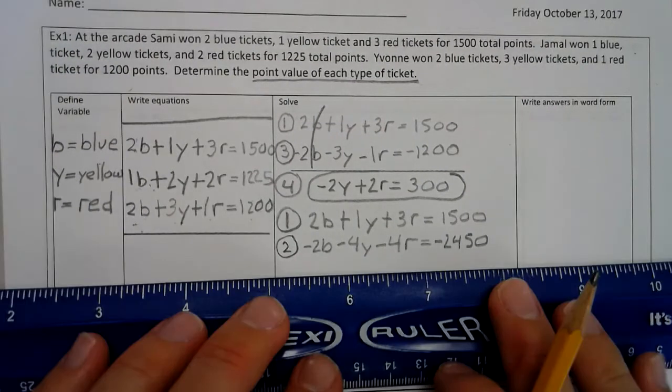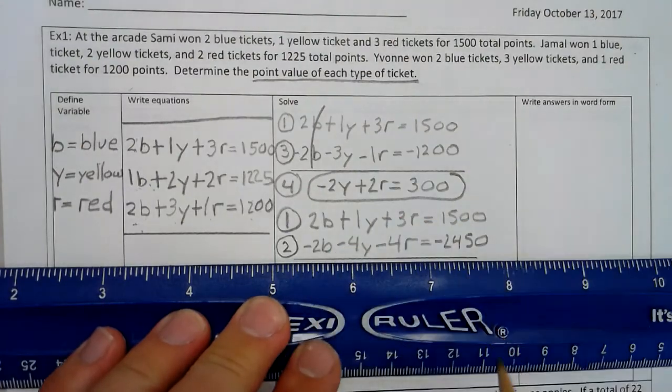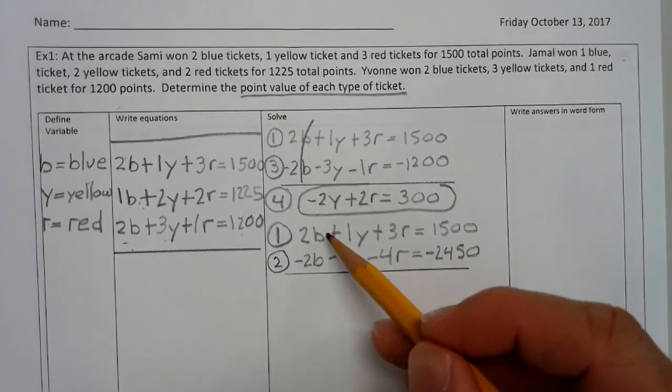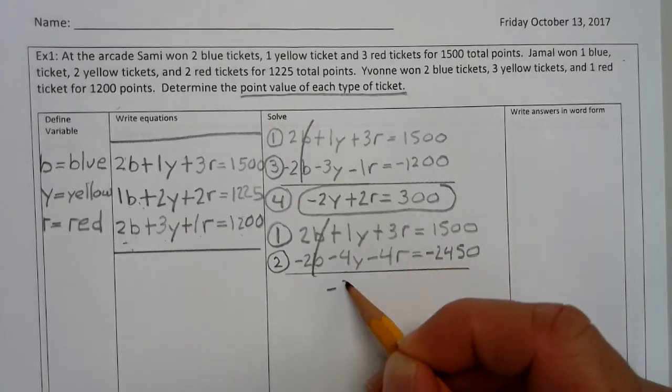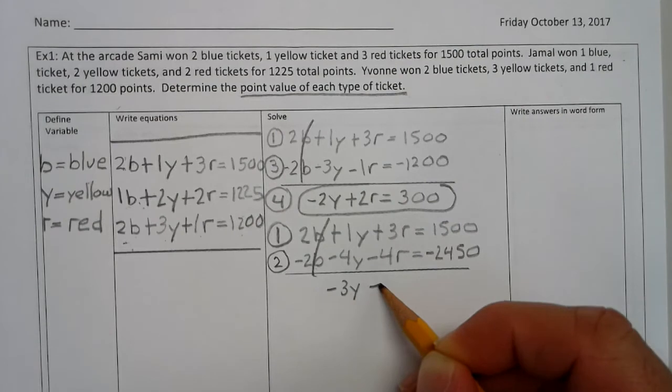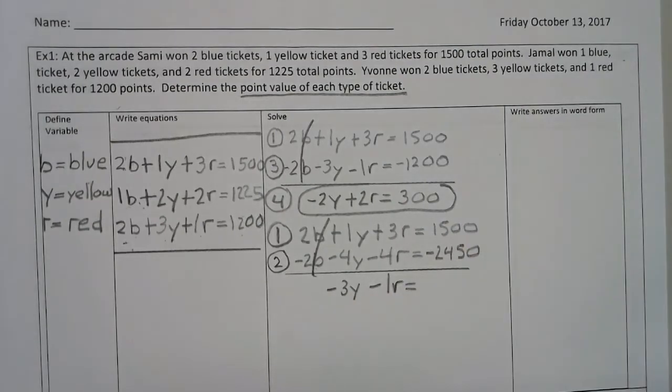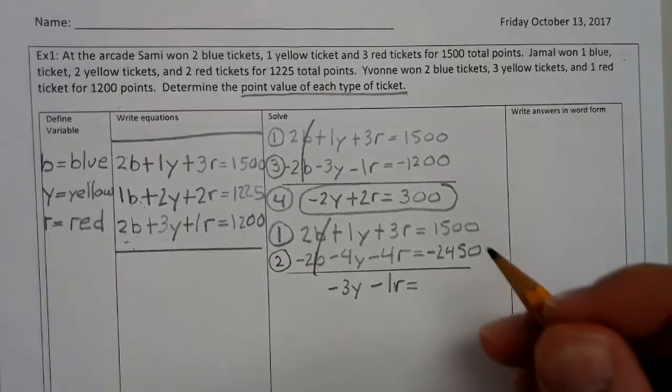All right, so we need to combine these to get equation 5. And remember, whenever you're doing this, you have to cancel the same variable. So the b's cancel, so you get negative 3y minus 1r equals 1,500 minus 2,450, which is negative 950.